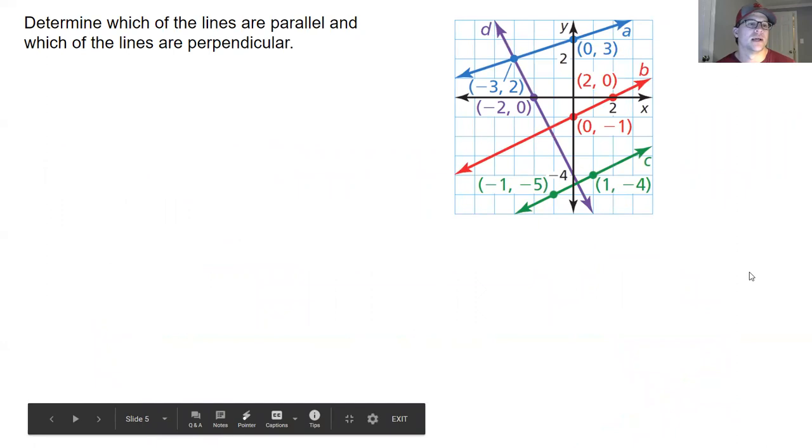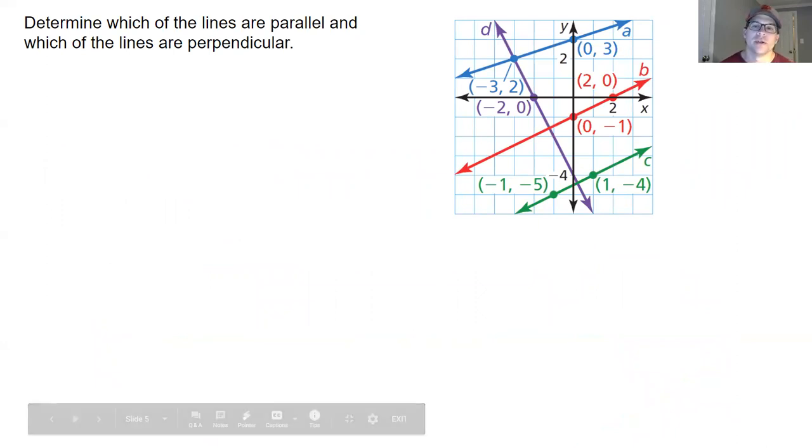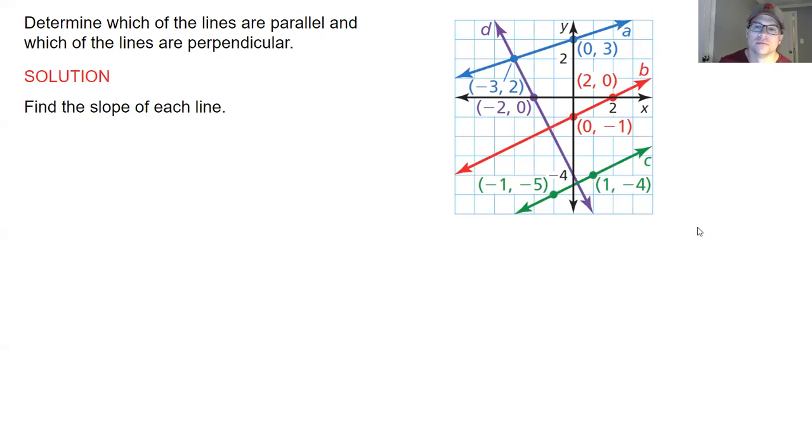All right, so we got a bunch of lines. Determine which ones are parallel and which ones are perpendicular. So remember our slope formula, which is y2 minus y1 over x2 minus x1. We're going to need to do that with all of these lines. So let's focus on the blue line A first.